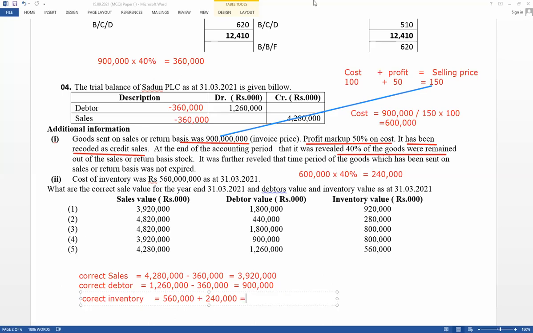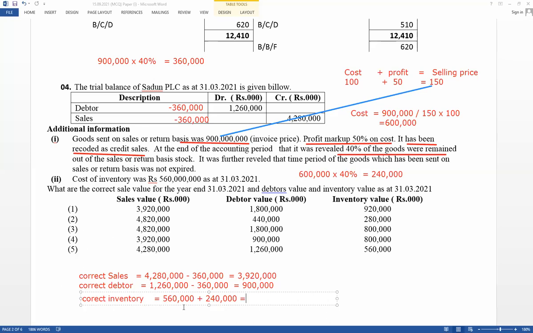If the goods sent are not sales, we have to consider them as a closing stock. If it has not been sold as a credit sale, a separate question is available for that also. That part I will discuss in the next example. Think about here, it has been recorded as a credit sale. Sometimes it has not been given like that. If it has not been given like that, not recorded, that part I will discuss later. A separate question is available for that also.